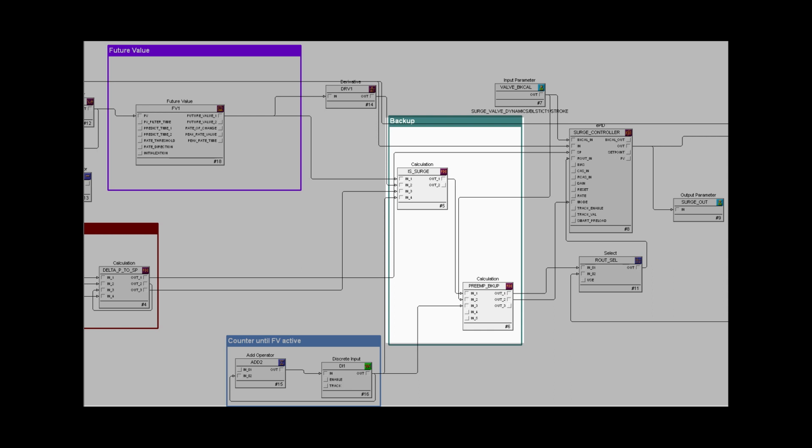Points on the actual surge curve identified by the detection of a near-zero slope by the future value block can be analyzed and cautiously used to update the actual surge curve online. The near-zero slope would be the result of the future value block reporting a near-zero change in pressure rise for a significant change in suction flow. Changes in operating conditions and compressor characteristic curves over time can cause changes in the actual surge curve.